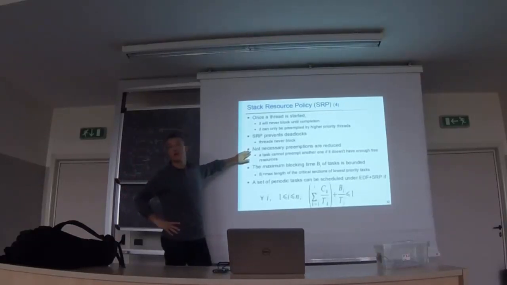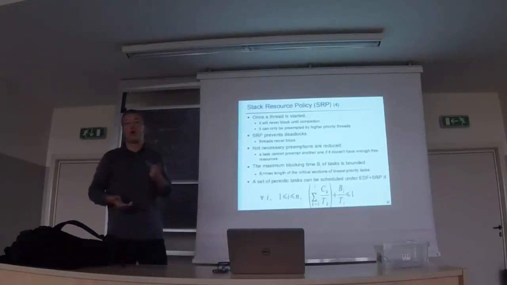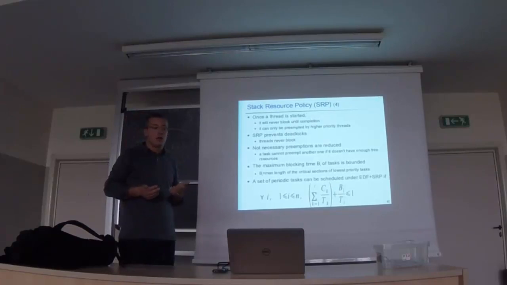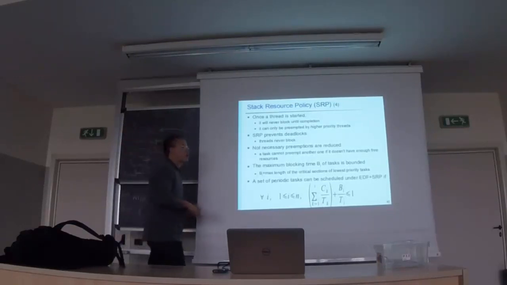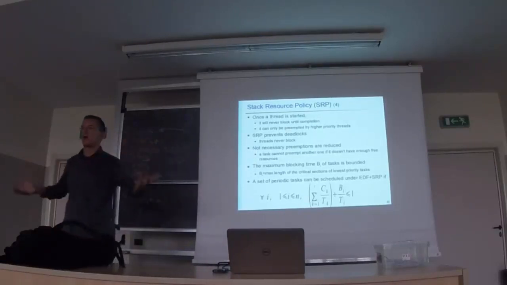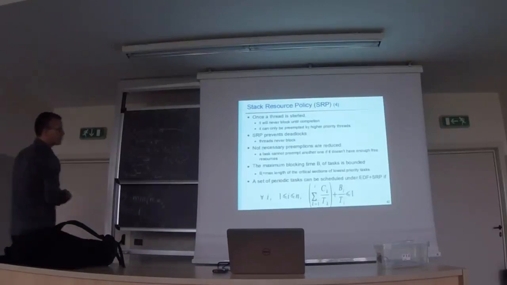Preemptions are reduced. In the priority ceiling protocol, despite the fact that you could block only once, you could have blocked at runtime. You could suspend, which leads to a further preemption. In this case, preemptions are reduced. Once you start, you will not be blocked. And also, since you wait before executing, you're sure that once you execute, all your resources will be available. You have a lesser number of preemptions.